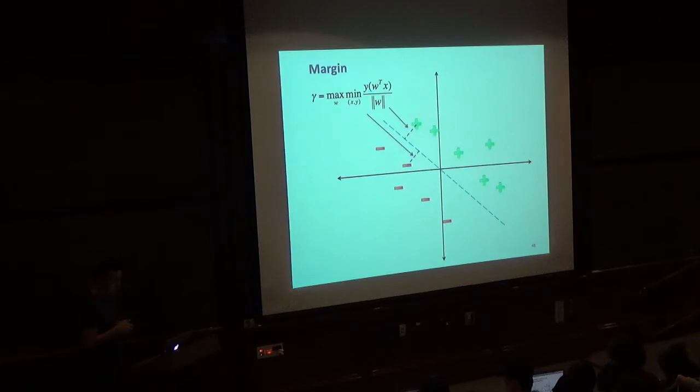Furthermore, there's a concept known as a margin. There's the margin of a hyperplane, and then there's the best possible margin over all possible hyperplanes. The margin of a hyperplane is simply the distance of the closest example to the hyperplane. Here we're only going to consider hyperplanes that actually separate the data, positive and negative. The max margin takes the maximum over all possible such hyperplanes of the margin, which is the distance of the closest point to the hyperplane.